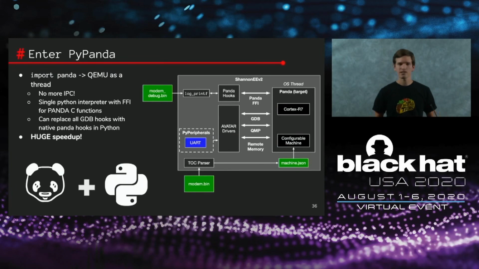It's pretty much a library-based import of QEMU or Panda. You can literally import Panda, and that means it's now a thread within your process. So no more IPC. You get a single Python interpreter with FFI to Panda's C functions. So you can do extremely fast native hooks, which allowed me to replace all the GDB hooks with Panda hooks, and we got a huge speedup doing this. The IPC was pretty much just a mutex waking up another thread now. Which is a big speedup. And on the right, you see our block diagram of how things have changed. It's now all integrated together, and we can get higher performance, and we don't need multiple Python interpreters on either end.